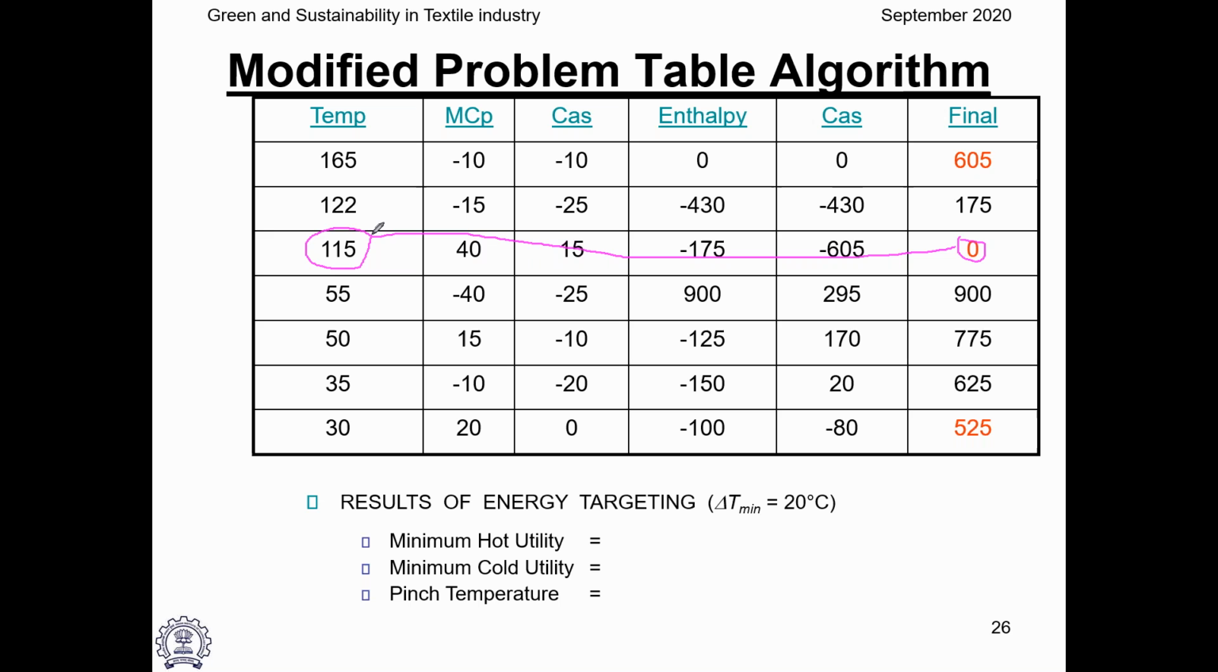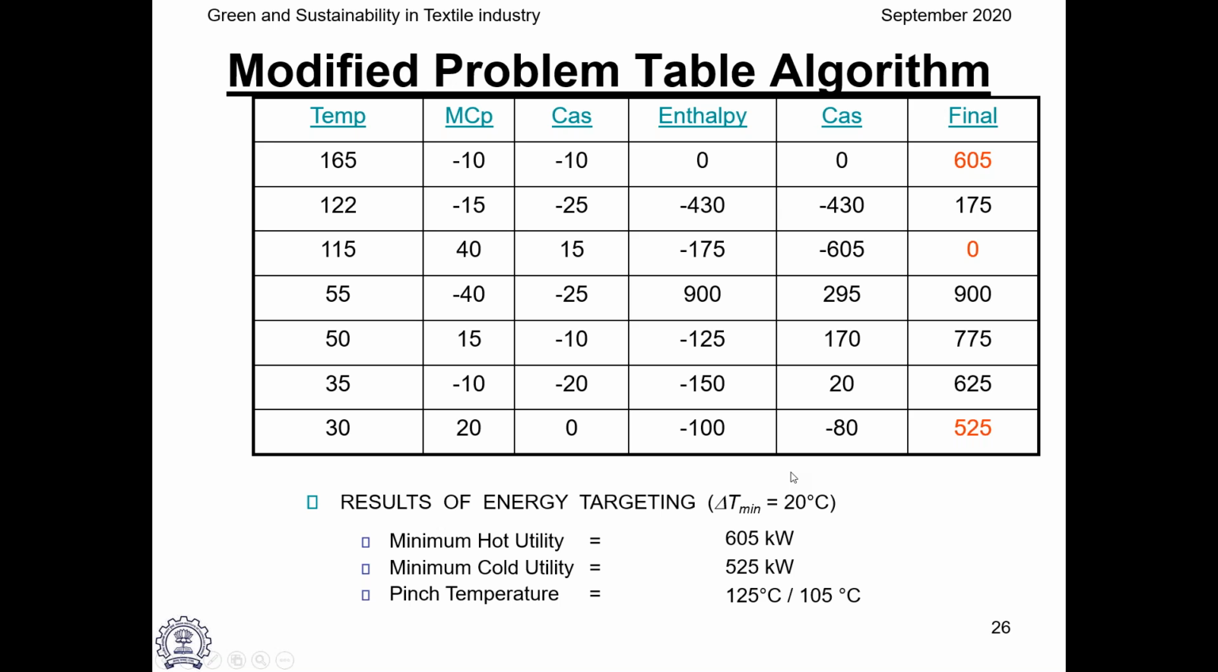115 is basically a shifted temperature. What kind of shifting have we done? Hot streams are shifted down by 10 and cold streams are shifted up by 10. So what will be the corresponding pinch temperature? For the hot stream it should be 115 plus 10, the inverse transformation, that means 125, and 115 minus 10 will be the cold stream temperature, that is 105. So our pinch temperatures will be 125 and 105. This is the final result that we have got.